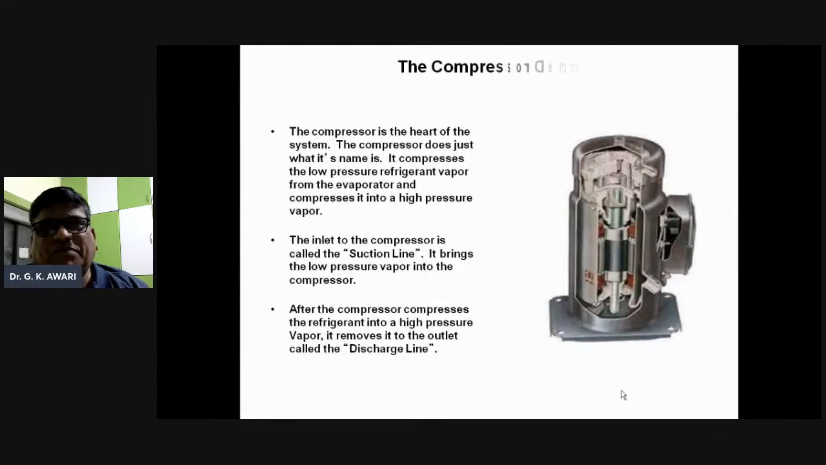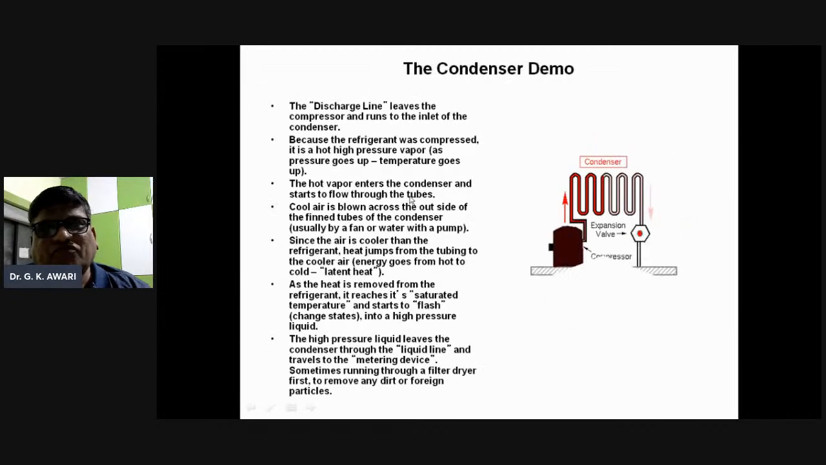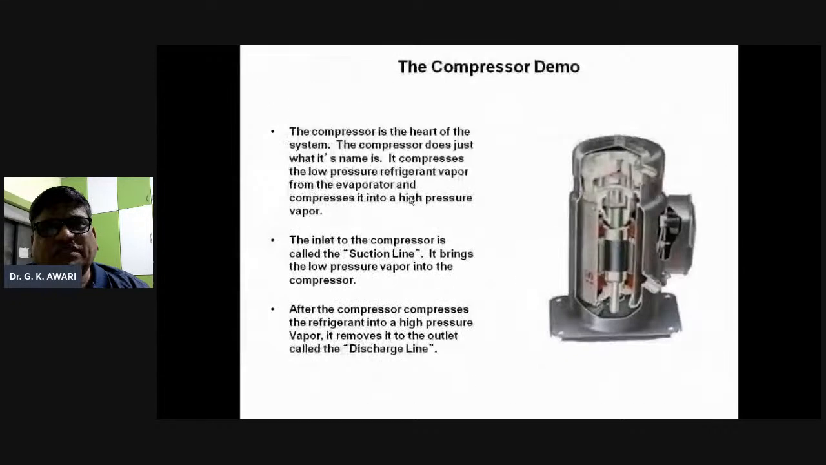So this type of compressor is being used in the refrigeration system. The compressor is basically the heart of the refrigeration system, and it does what its name says. It compresses the low pressure refrigerant vapor from the evaporator into high pressure vapor.